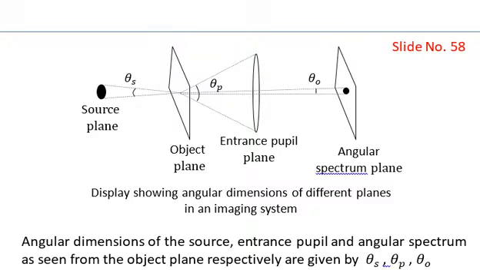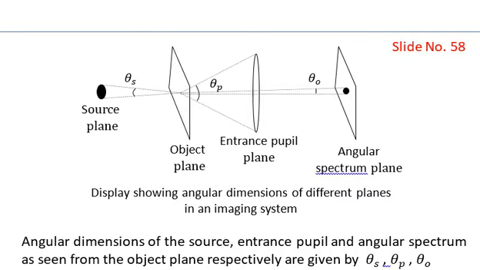So look at this figure. With respect to the object point, if you look from the center of the object point at the source plane, the angular dimension of the source is theta s. And if you look from the same point on the object plane to the entrance pupil plane, then the angular width of the entrance pupil will appear as theta p. So theta p is the full angle that we have shown.